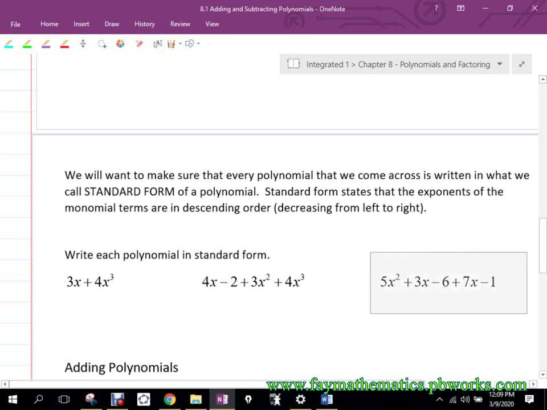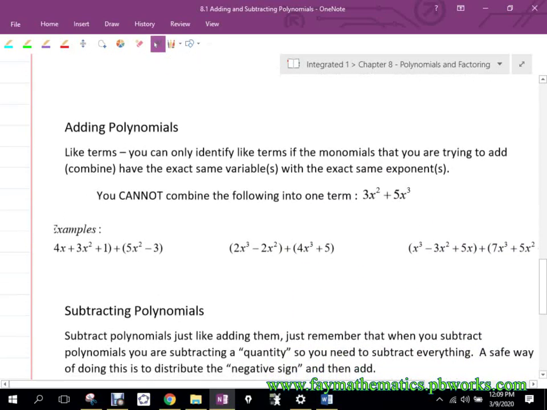Same thing here. That's got five terms? Well, what can I do with that 3x and that 7x? Combine them. That negative 6 and that negative 1, combine them. So we actually end up with just three terms. That would be a trinomial. Let's keep going. How many terms do I have right here? Four. Just highlighted there. Three. So that's a trinomial.